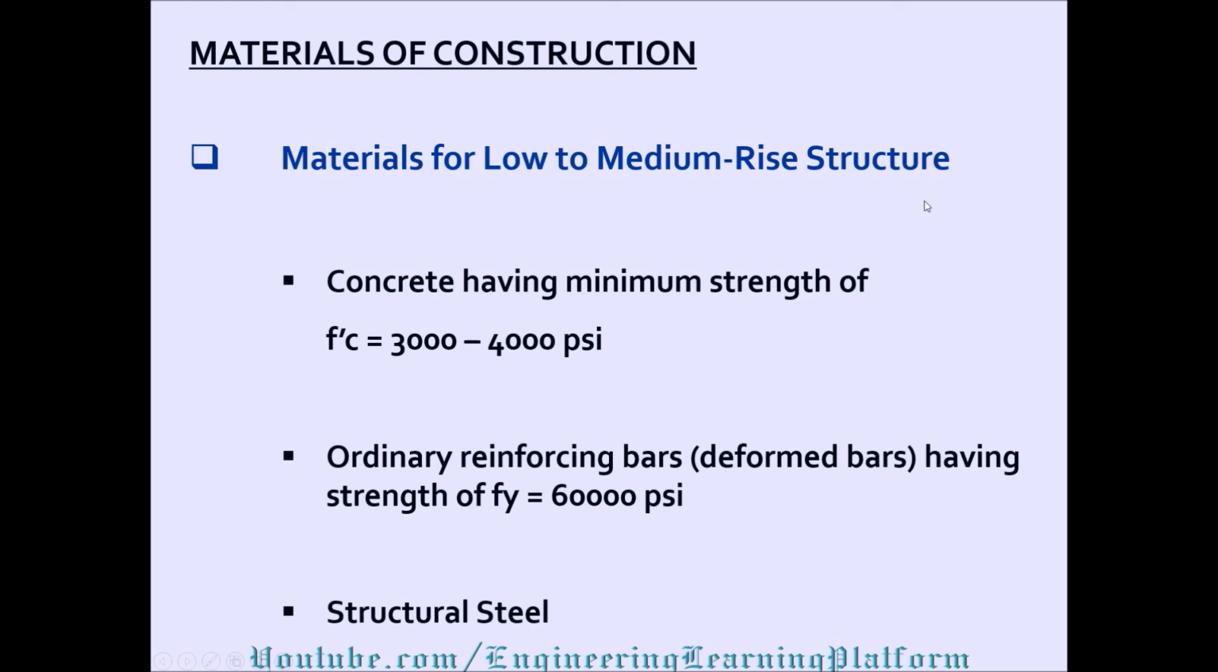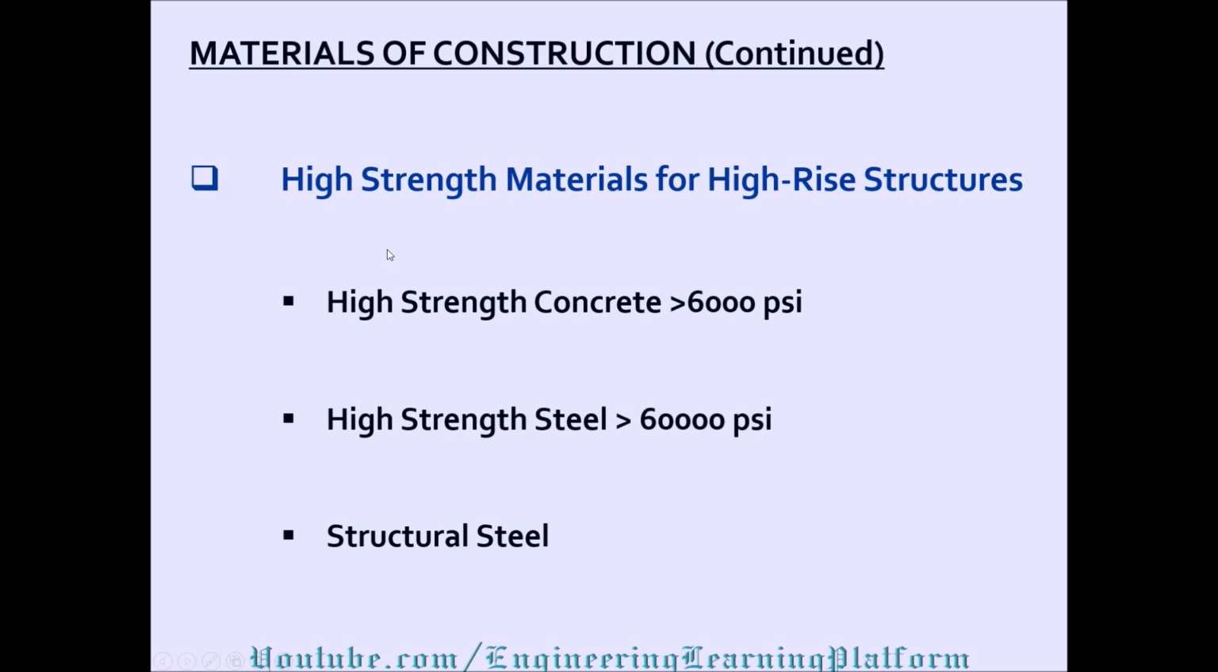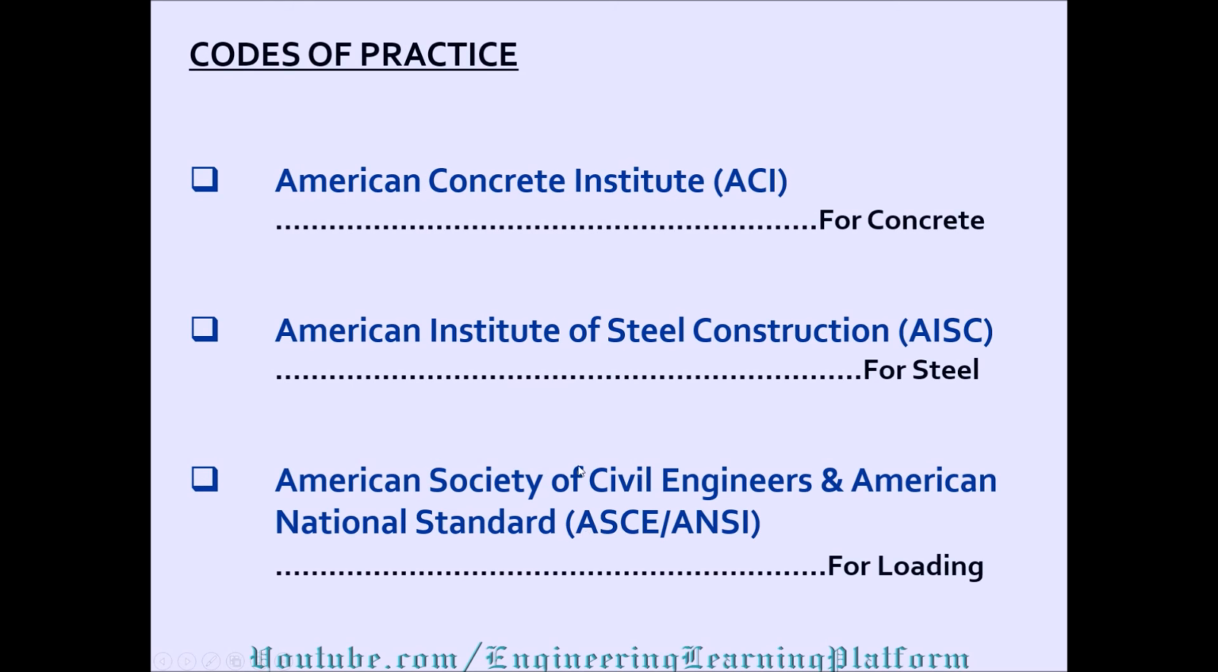Materials of construction. For low to mid-rise structures, concrete having minimum strength of 3000 to 4000 psi, and ordinary reinforcing bars, deformed bars having yield strength of 60,000 psi. And then we have structural steel buildings ranging from 36 ksi strength to 50 ksi. And then we have high grades of concrete. High strength material for high rise structures can be greater than 6000 psi. High strength steel can be greater than 60,000 psi strength. Then we have structural steel.